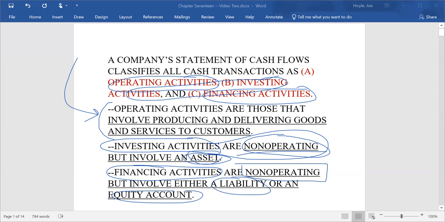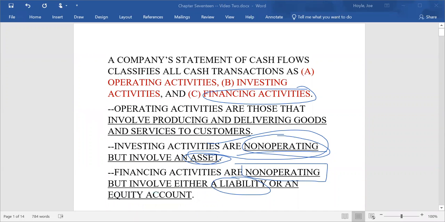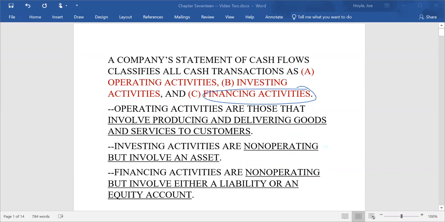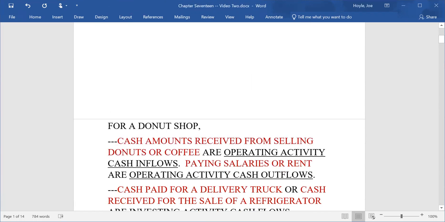So there's a lot of information that you will find on a statement of cash flows, but it's important to understand that it's all divided into three sections: operating activities, the daily activities of the business, part of the normal operations of the business; investing activities, it doesn't qualify as operating activities, and it involves an asset. And then finally, the financing activities, again, it doesn't qualify as operating activities. It's not operating, but it involves either a liability or a stockholders' equity account. So that's what we're going to look at.